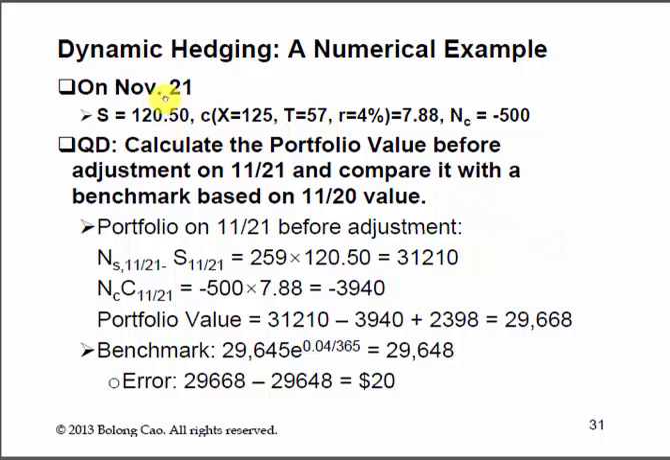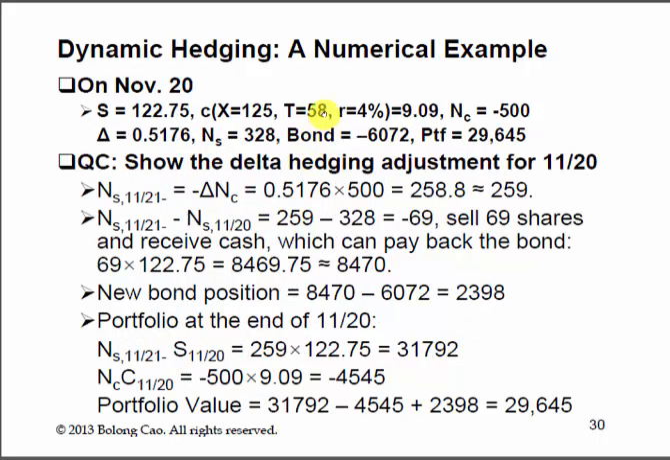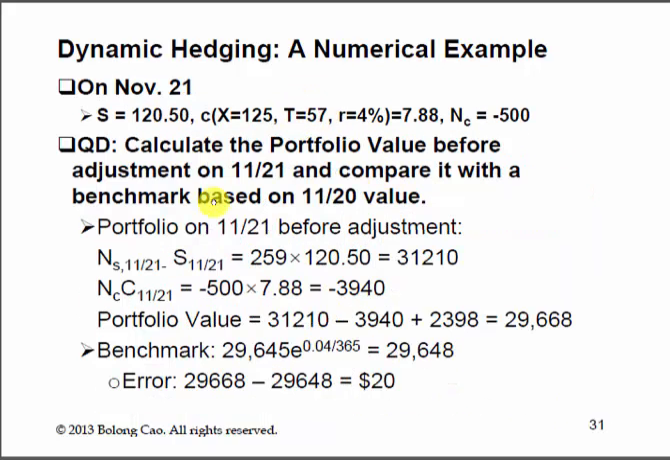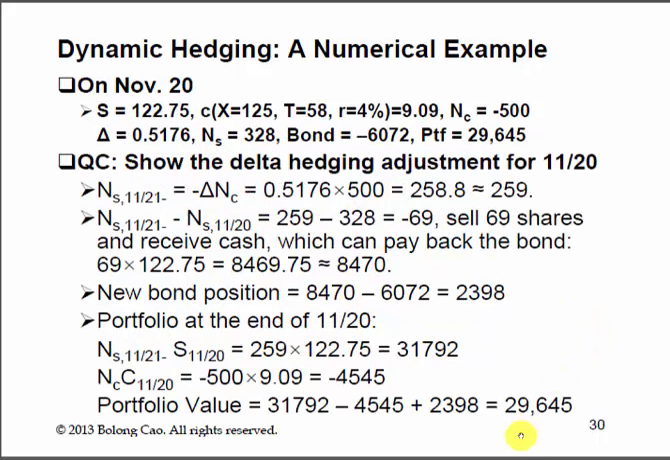Now, on November 21st, notice that over time, we actually have the time itself changing. That gives you the delta change, right? So, question D asks us to calculate the portfolio value, or say the equity value in this whole asset liability balance sheet, before adjustment on November 21st, and compare it with a benchmark based on November 20th value. We know that that benchmark should be this November 20th portfolio value grown at the risk-free rate of 4%.